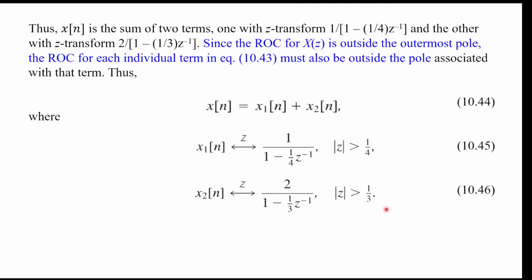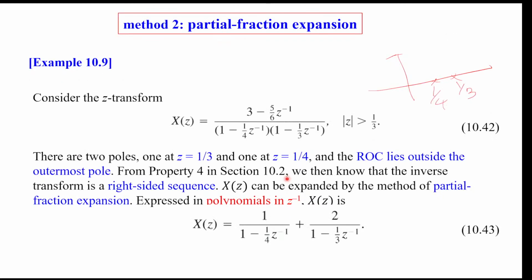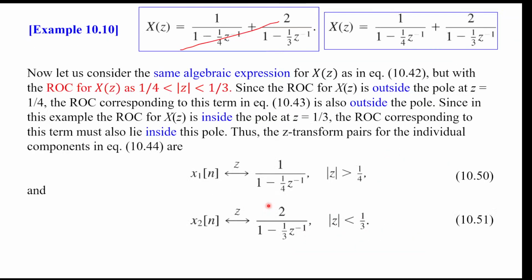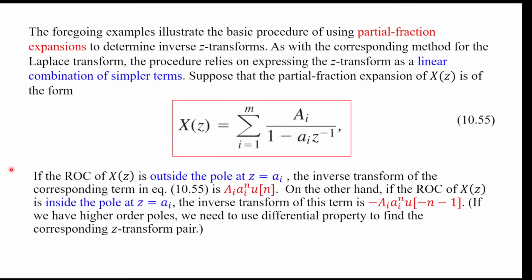It's 1 over 1 minus a times z to the minus 1. So you do the partial fraction expansion in terms of z to the minus 1, and then with a different ROC, you pick whether each partial fraction inverse transforms to a right-sided or left-sided signal. If the ROC is outside, you transform to a right-sided signal, and if the ROC is inward, then you inverse transform to a left-sided signal.